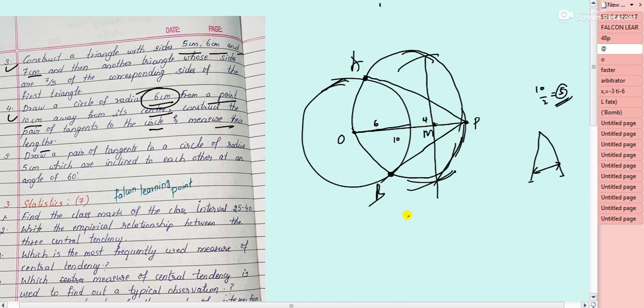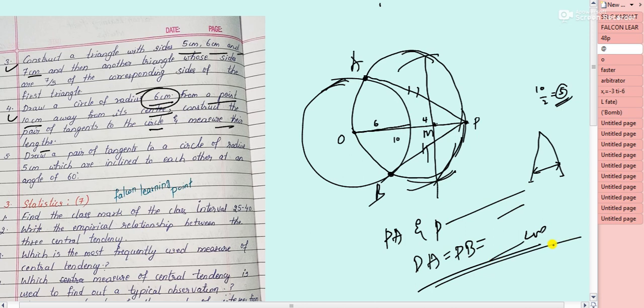Again you can write PA and PB are the tangents, and if you measure both of them will be same, that you have to write PA and PB are the tangents. PA is equal to PB, and that length also you have to mention, it should be same, only then your answer is correct. Okay, moving to the last question.